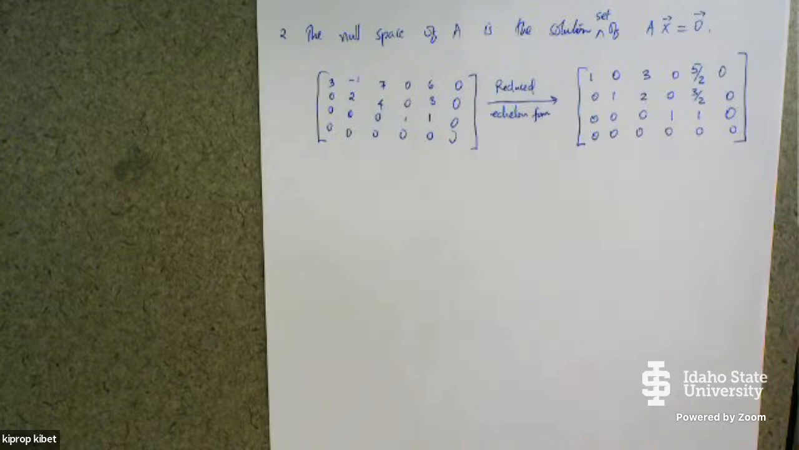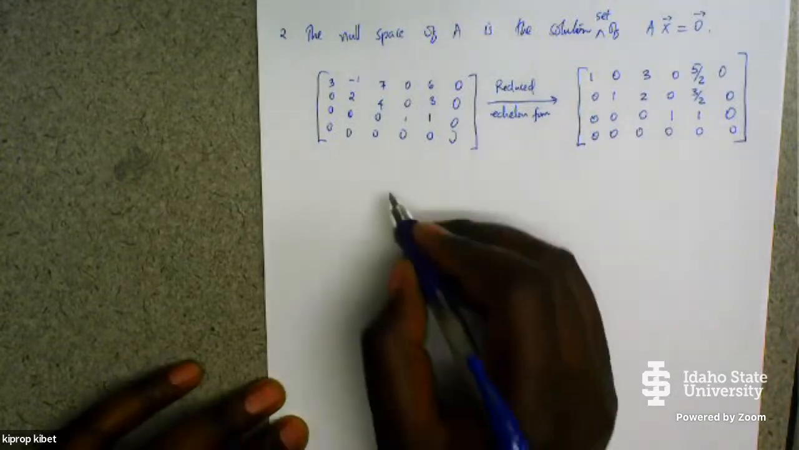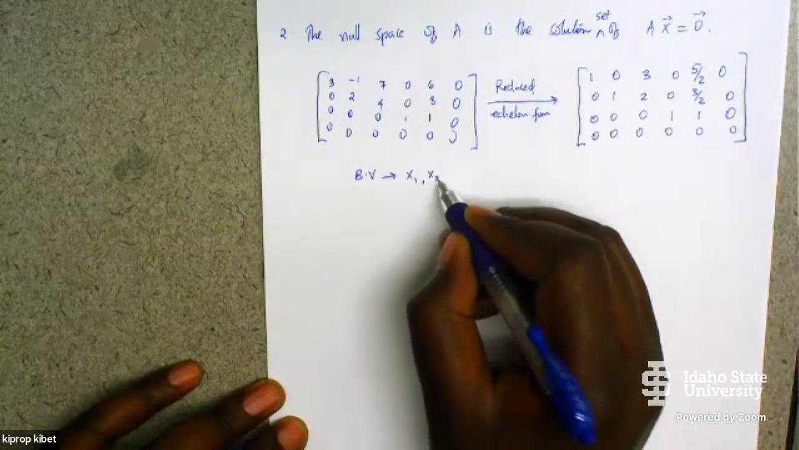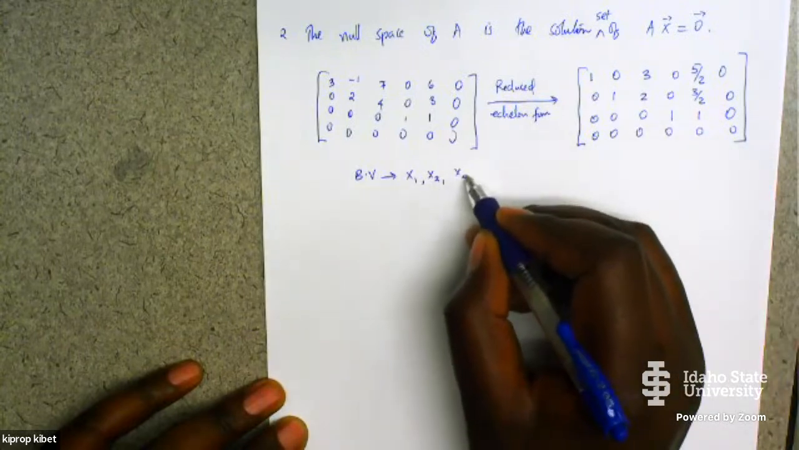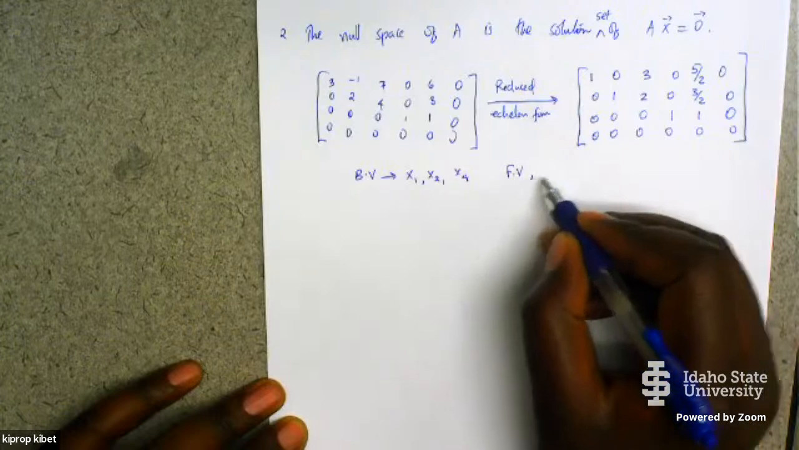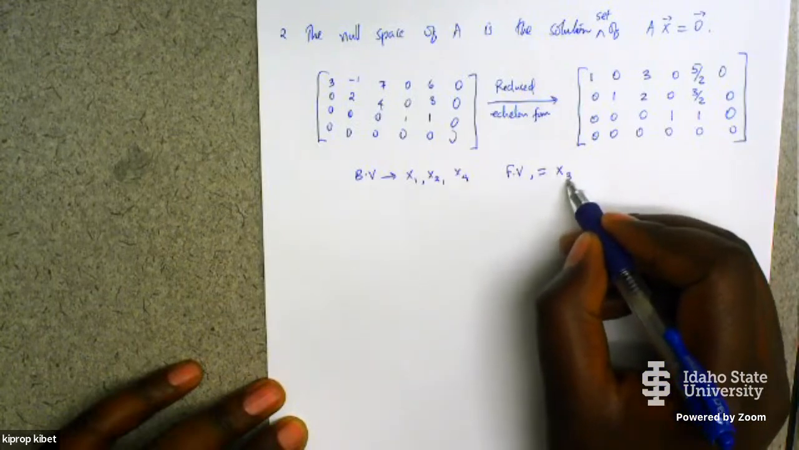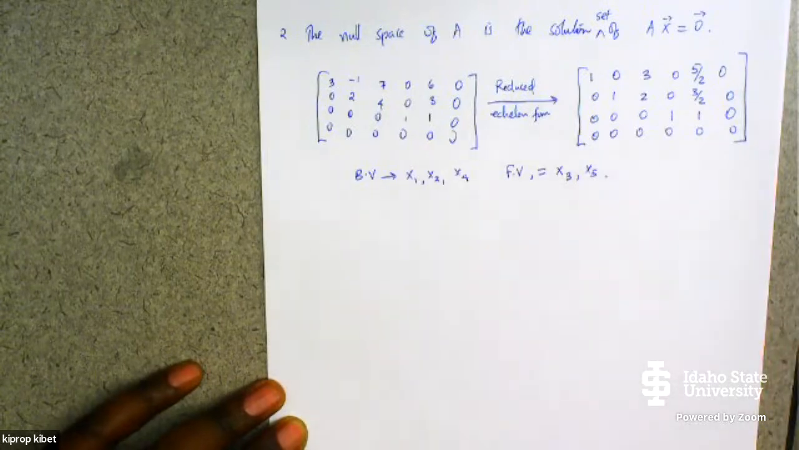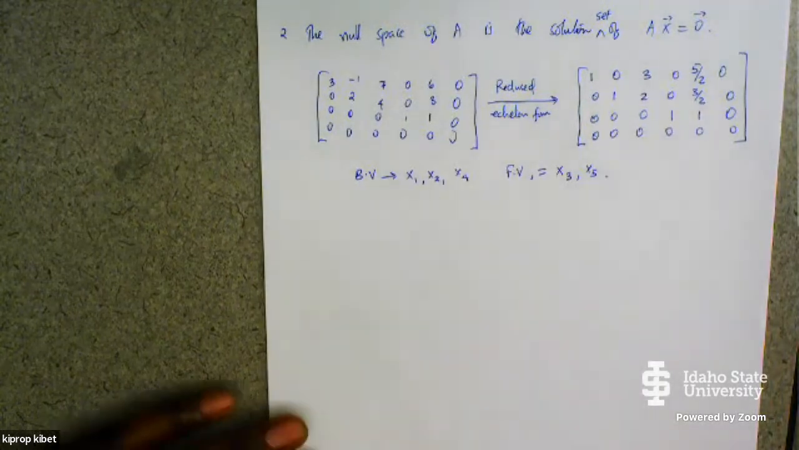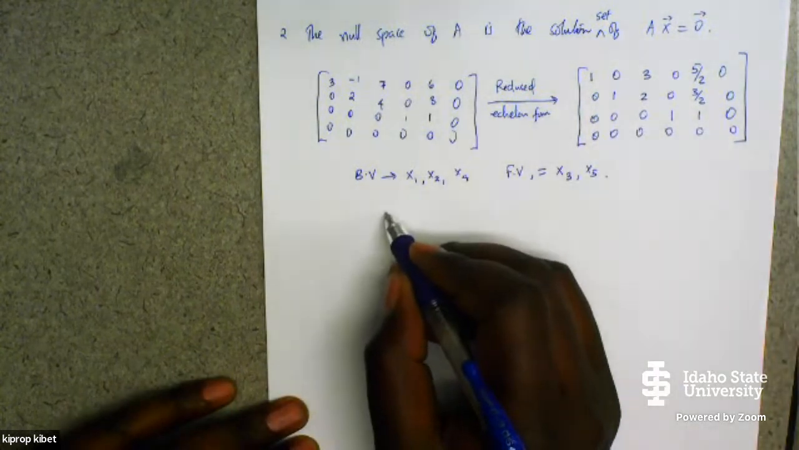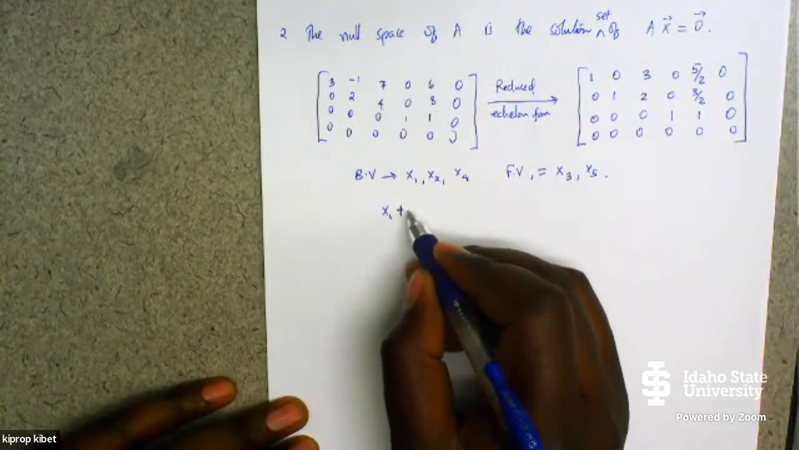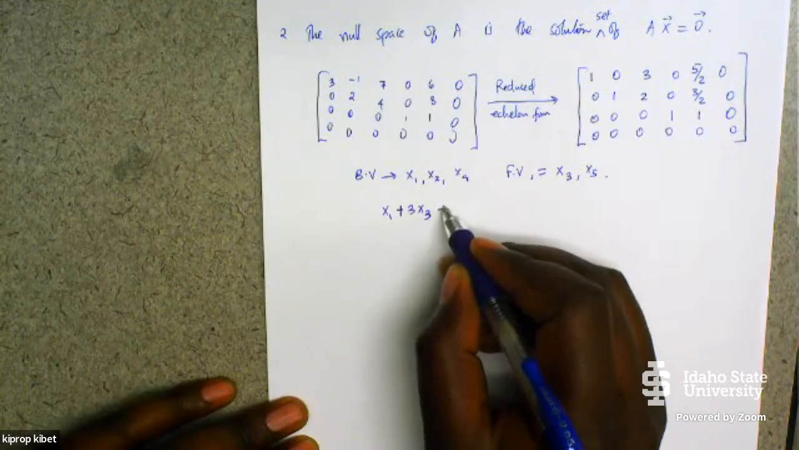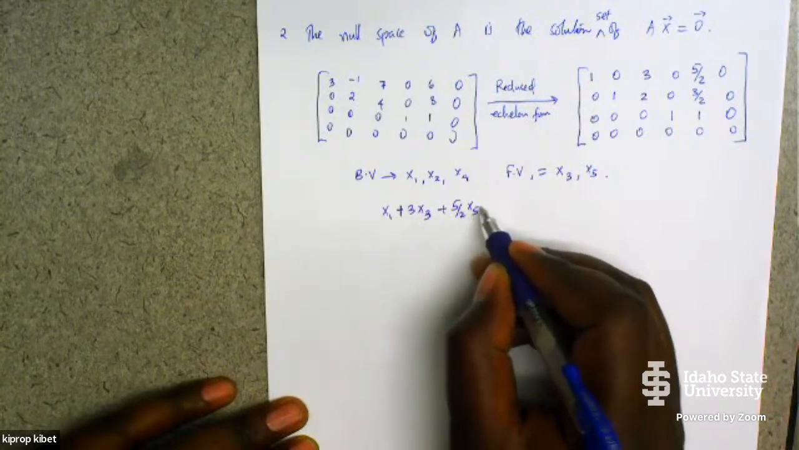So then our basic variables are x1, x2, and x4. Our free variables are x3 and x5. Then our new linear equation here will now be x1 plus 3x3 plus 5 over 2 x5 equals 0.